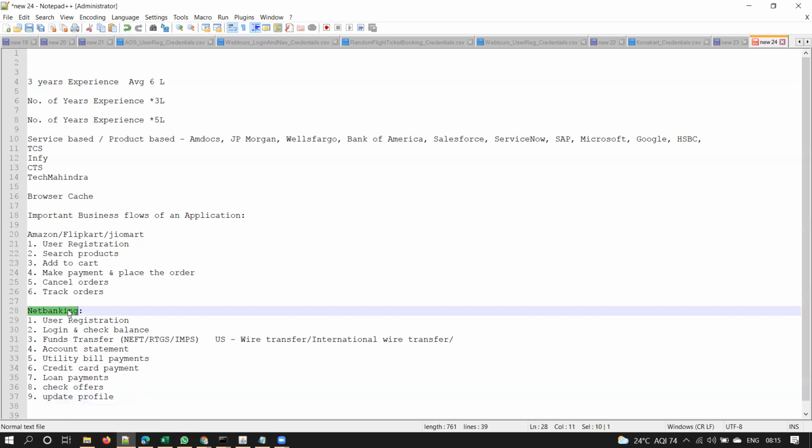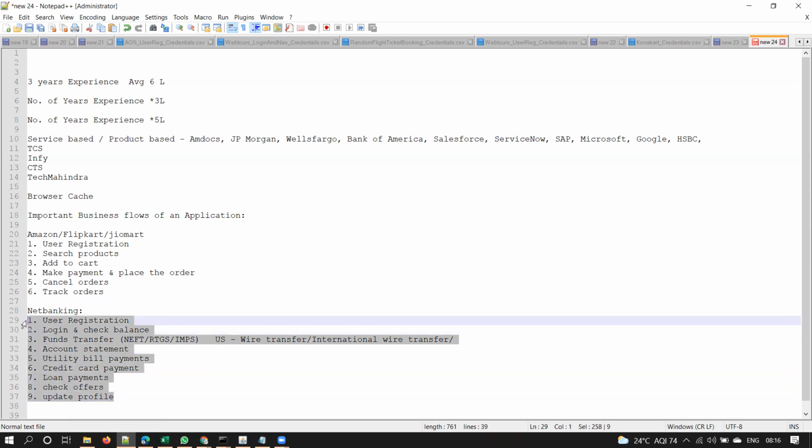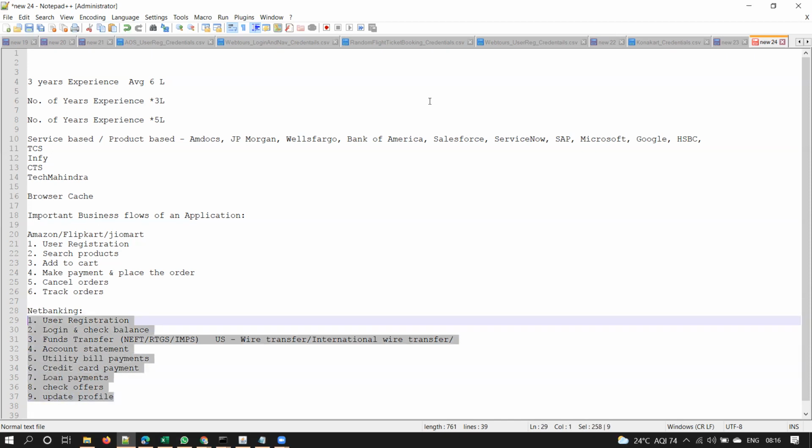Now, if you are doing performance testing for a net banking application, you have to cover all these critical business flows of the application. You should include all such flows in your performance testing, isn't it?